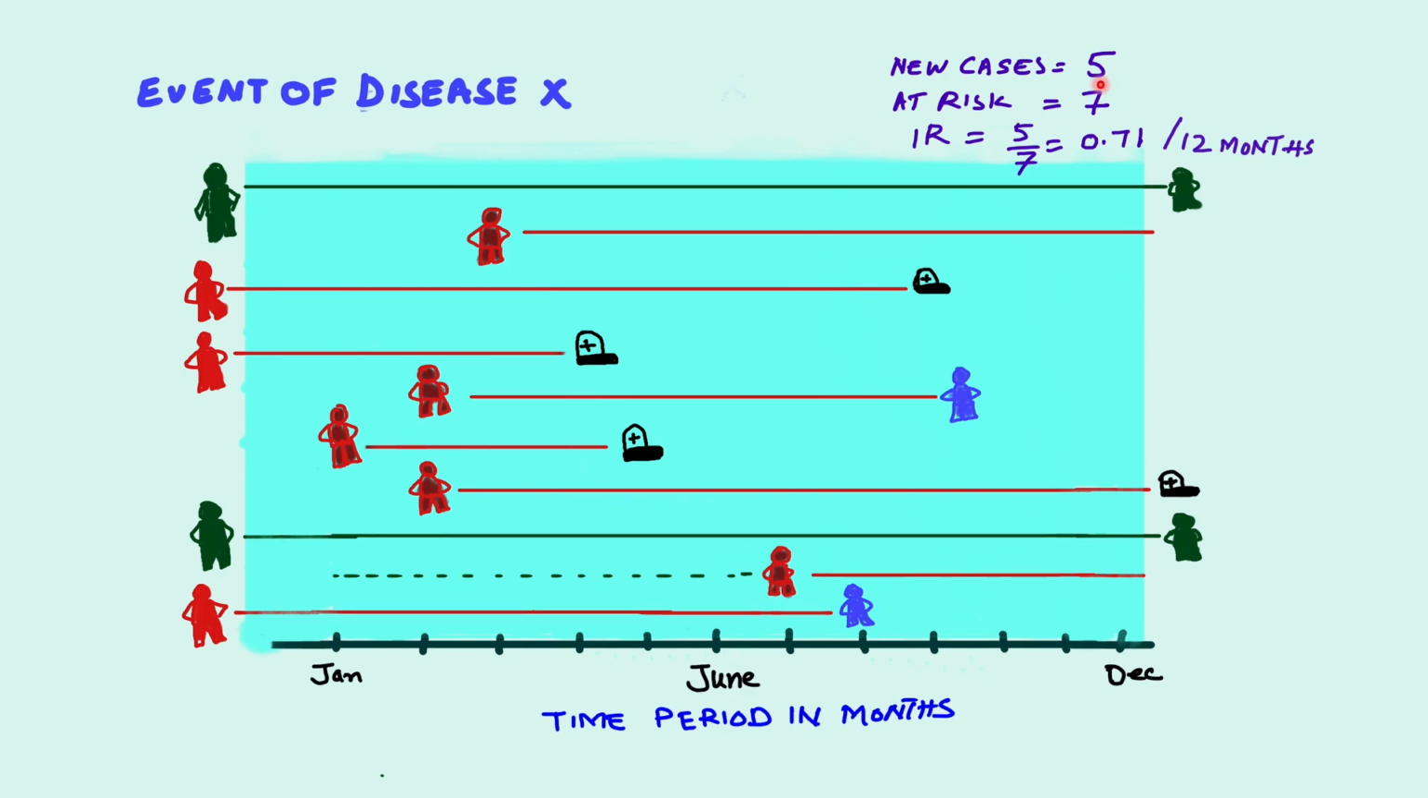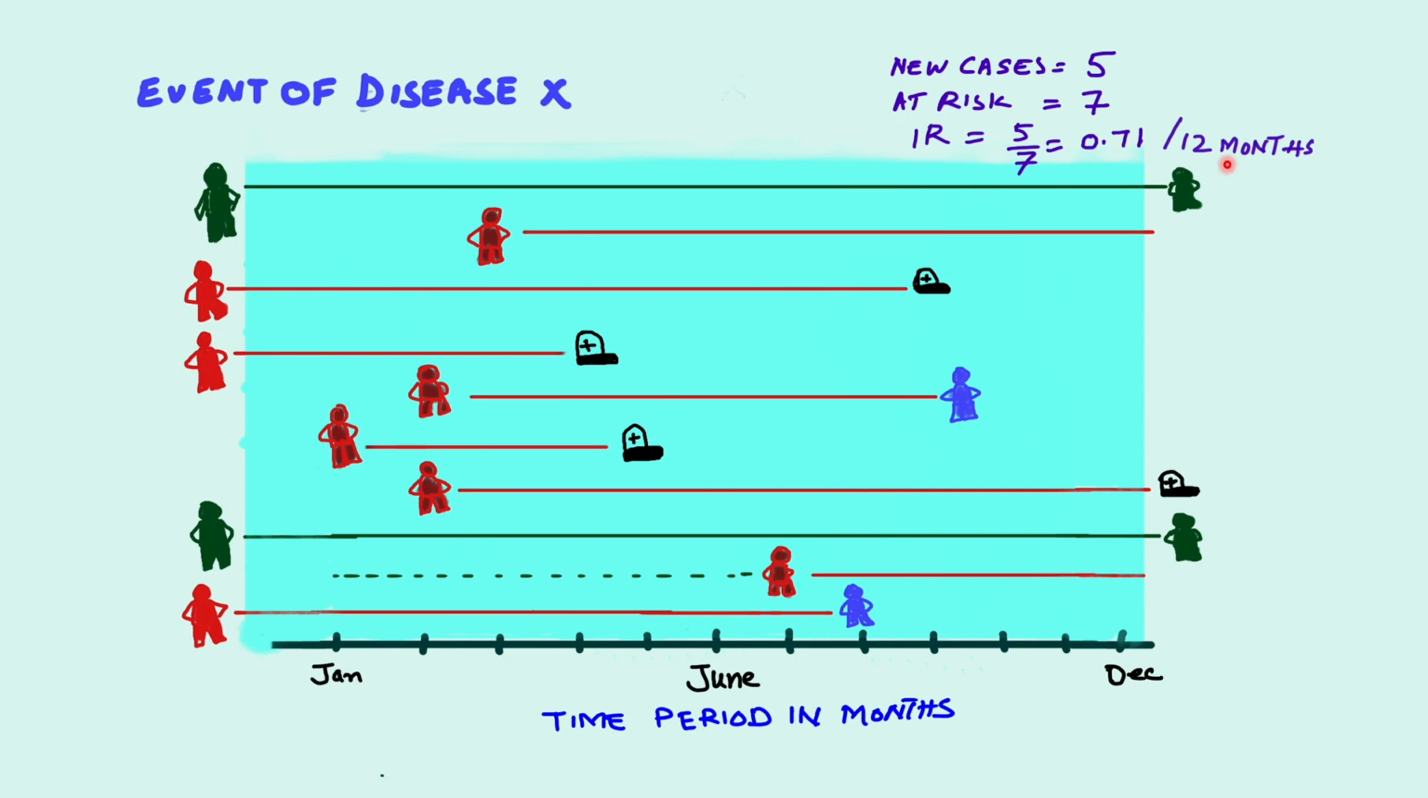Our incidence is calculated as the number of new cases divided by the population at risk. Therefore, incidence is equal to 5 divided by 7 is equal to 0.71. So our incidence is 0.71 per 12 months.